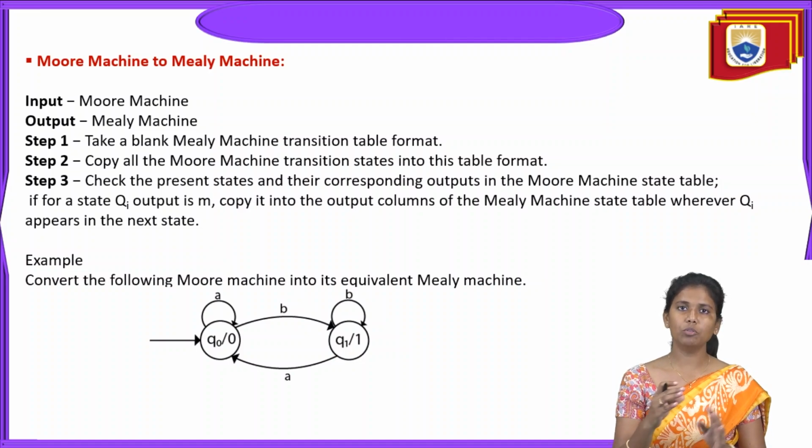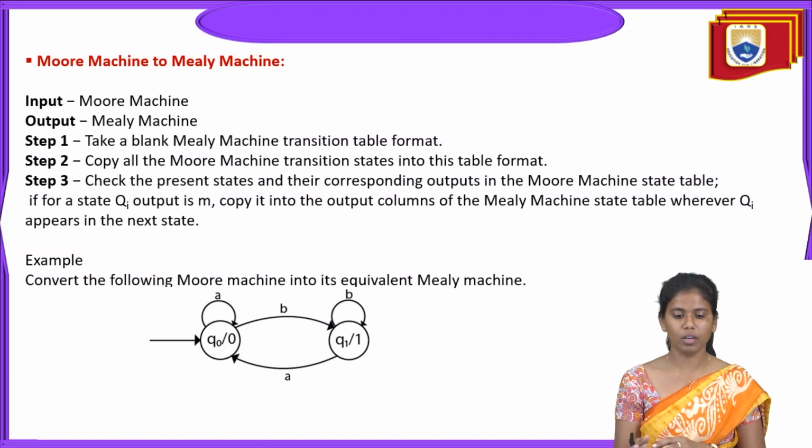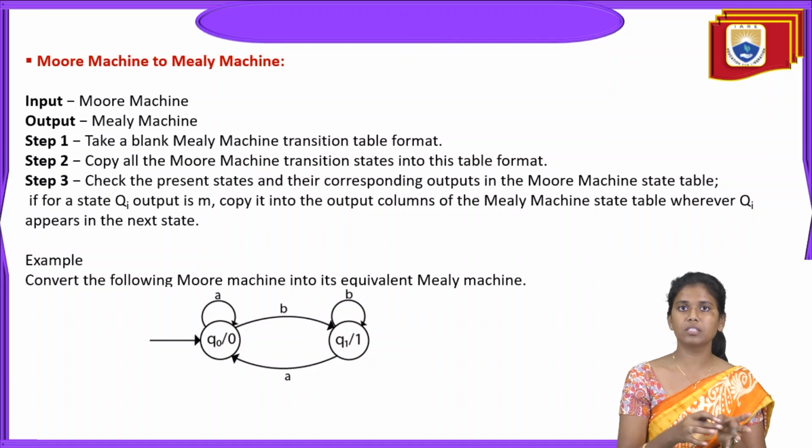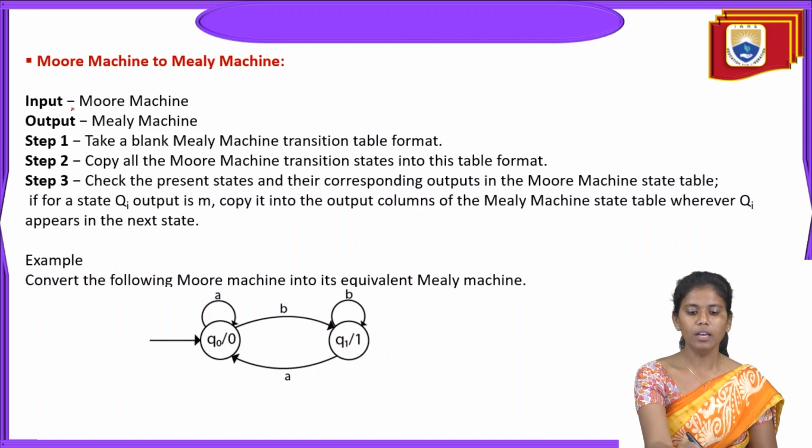And now we will see how the Moore to Mealy transition goes on. Here there are a few steps to follow if you want to transit from one state to another state. So here the input is a Moore machine.